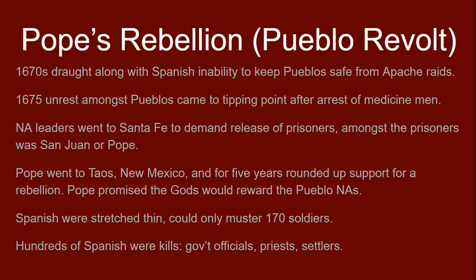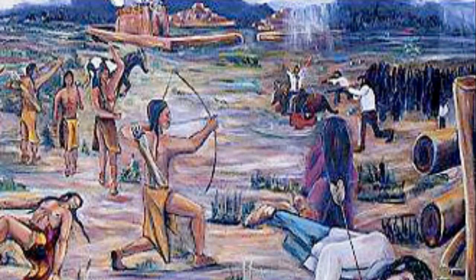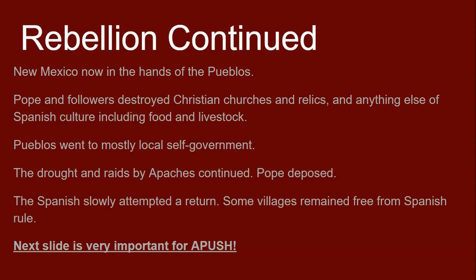The Spanish, already vastly outnumbered, were stretched particularly thin at this point in time dealing with the nomadic Apaches. They could only muster 170 soldiers against the 2,000-plus Pueblos. A massacre ensued, with the Pueblos targeting Spanish government officials, priests, and settlers, with hundreds more fleeing the area. Now New Mexico was in the hands of the Pueblos. Pope and his followers destroyed Christian churches and relics, and anything else of Spanish culture, including food and livestock.